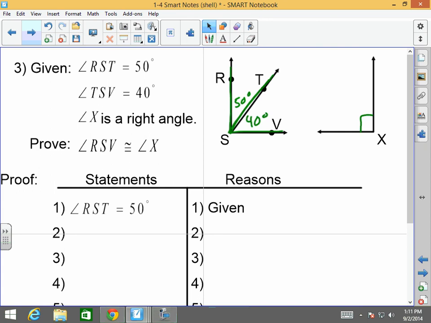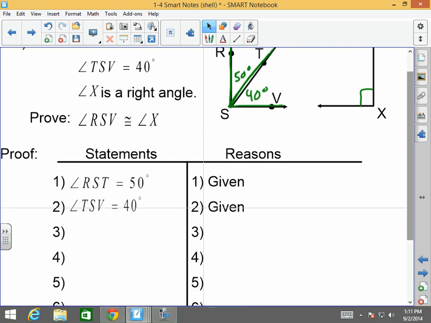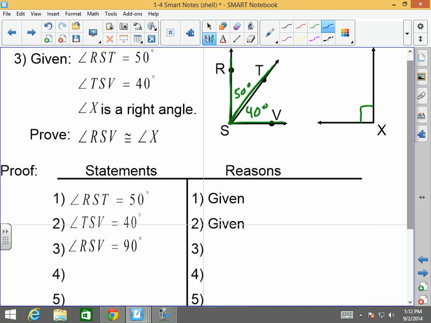Remember, guys, this is a process. You guys are doing great. So that being said, what do you think step 2 would be here, gentlemen? Go ahead, say it. Angle TSV is equal to 40 degrees. Why? Given. So I kind of condensed that, and I said, okay, since RST is 50 and TSV is 40, that means that RSV, the whole kit and caboodle, is 90.